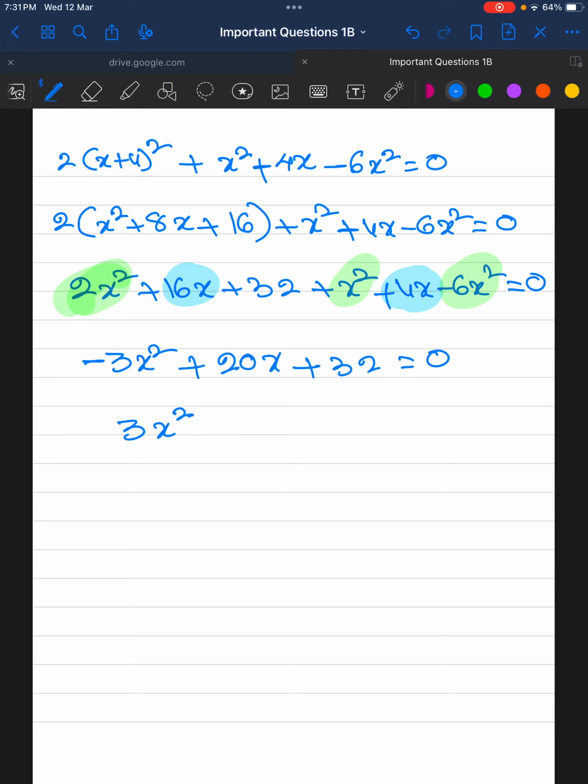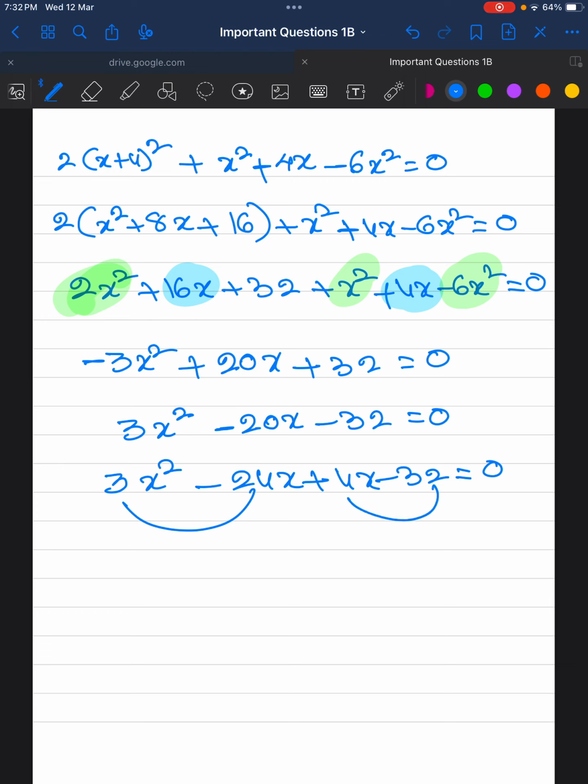So what we got, 3x square plus 20x minus 32 is equal to 0. If I take minus common, 3x square minus 20x minus 32 is equal to 0. Now I want factors for 32 into 3, that is 96. What are the factors here? 24 and 4 I can take. I'll get 3x square minus 24x plus 4x minus 32 is equal to 0.